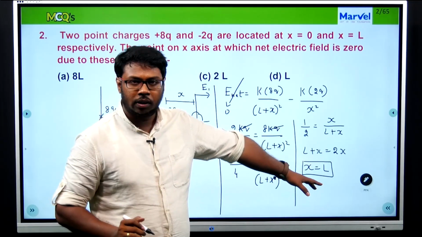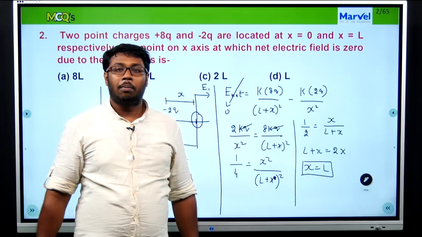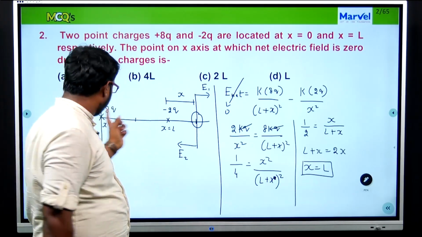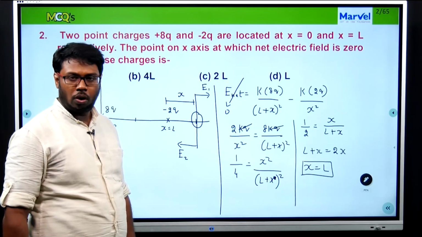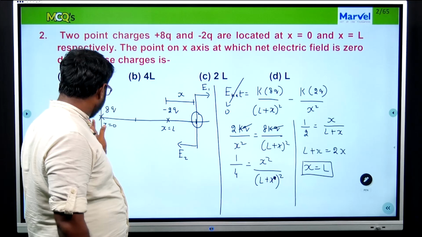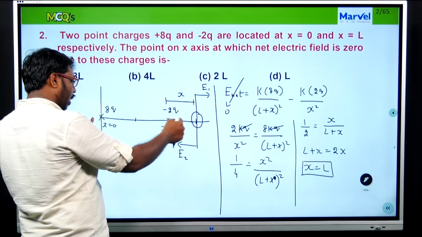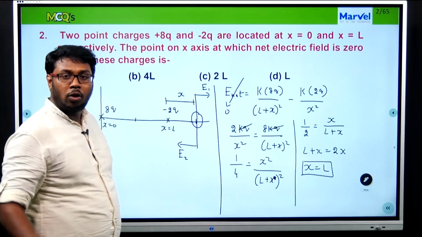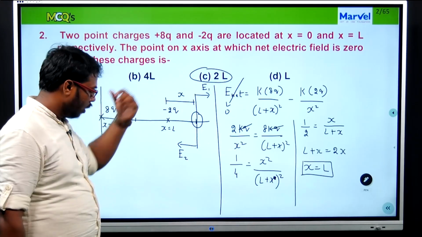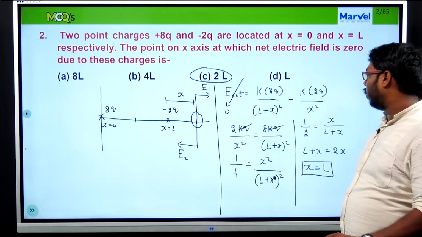Immediately after seeing this, you will go and choose your fourth option. That is wrong. Because at the very beginning, what did I say? We are supposed to find the distance from x equal to 0. So it is x is equal to L. From x you are supposed to find this distance. So this is already L and this is another L, which is 2L, which is given like this. That is our third option.